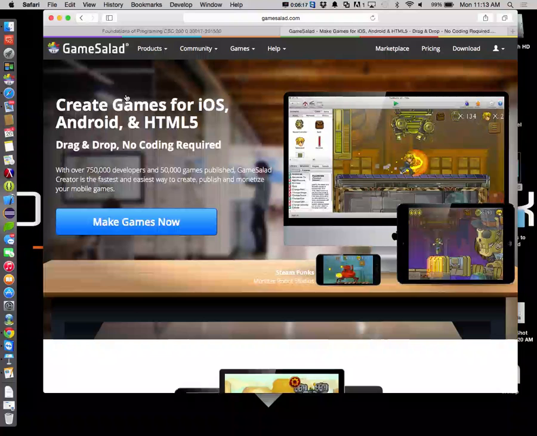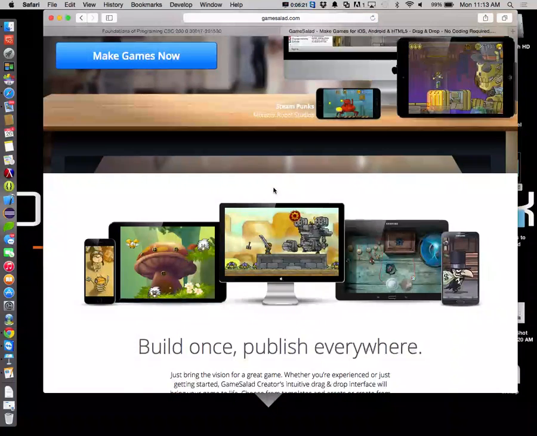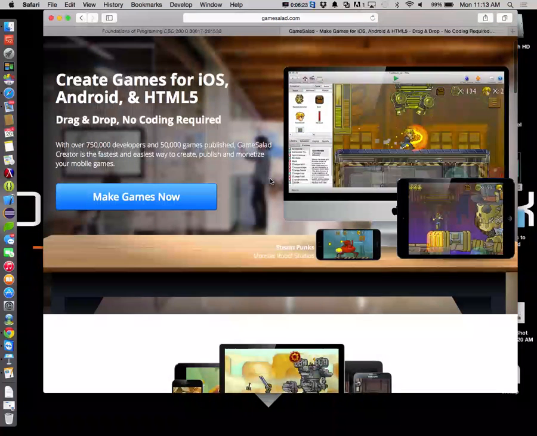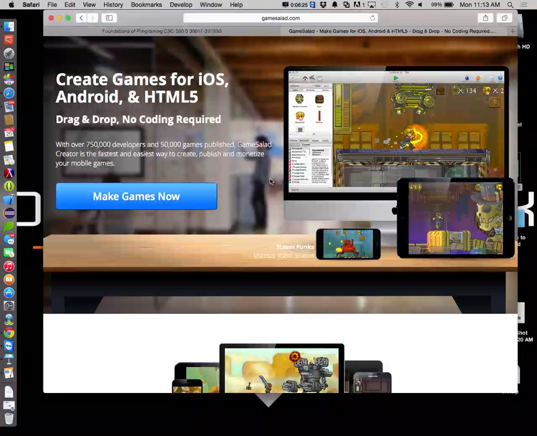All right, so we're going to be using this tool called Game Salad, like I mentioned before. It's a tool specifically designed for creating video games for either PC, Mac, or, more interestingly for us maybe, iOS and Android, so iPhones and Android devices. It's all the same. You don't have to do anything different for iPhone or Android. You just decide what screen size you're making the stuff for.